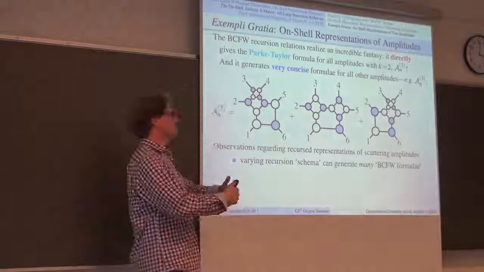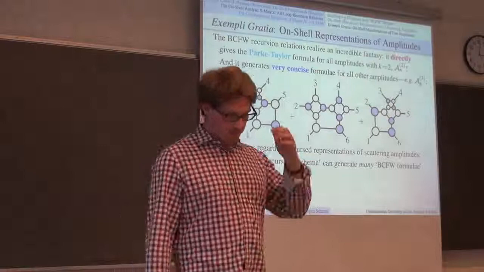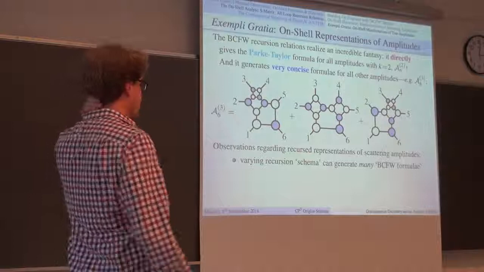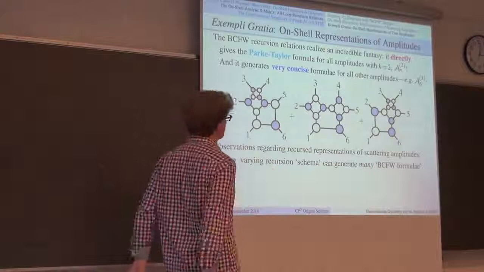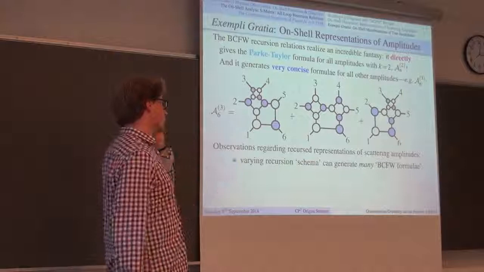So you can write it many, many different ways. It's very different from the Feynman expansion, where you sum over all diagrams. No, you don't sum over all diagrams. You recurse the diagrams, and you get a specific list. But that specific list does not depend on which legs you chose at every stage.